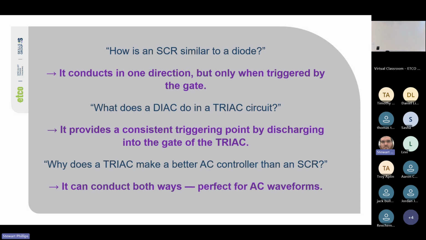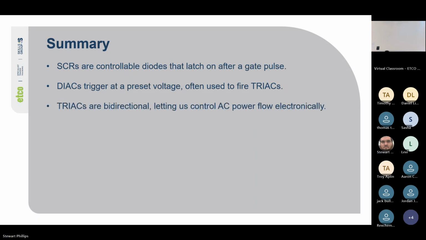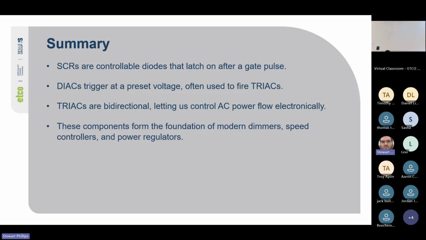Cool. So in summary, SCRs are controllable diodes that latch on after a gate pulse. Diacs trigger at a preset voltage, and they're often used to fire triacs. Triacs are bidirectional, letting us control AC power flow electronically. So these components are the foundation of modern dimmers, speed controllers, and power regulators.